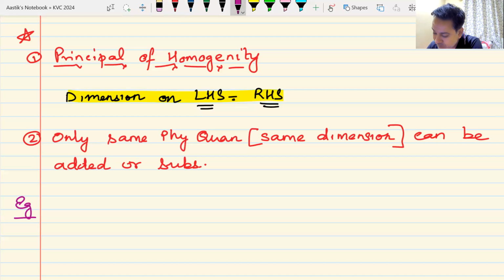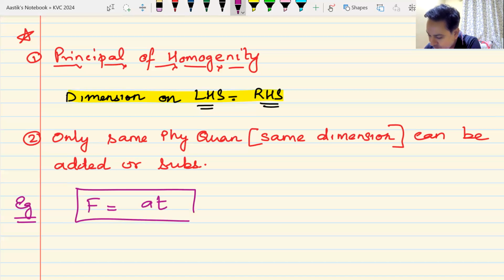Let me take an example. F is equal to AT. I have written an equation which obviously is correct. I'm telling you this is a correct equation. Now, I'm telling you also that F here is force.